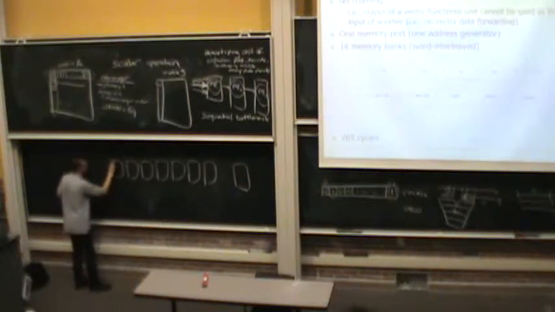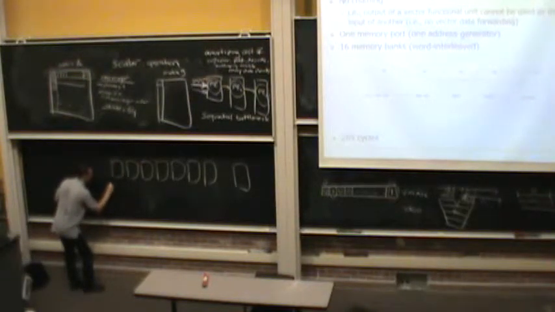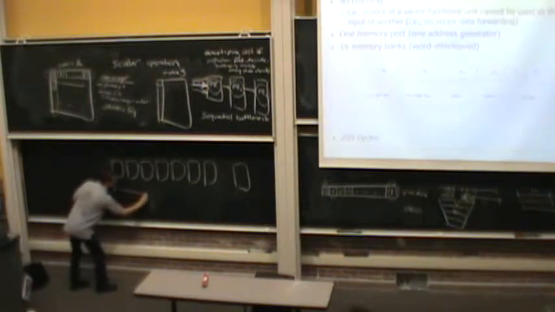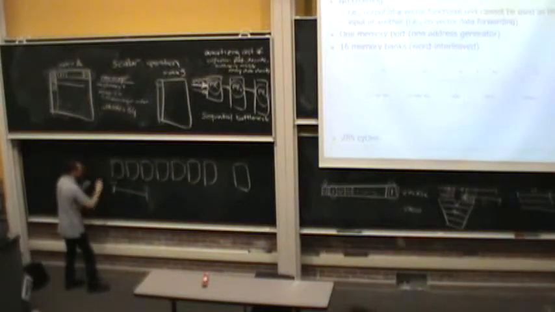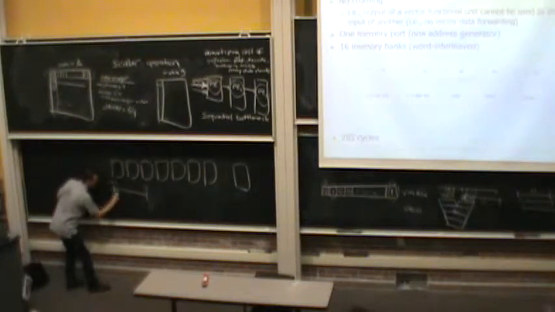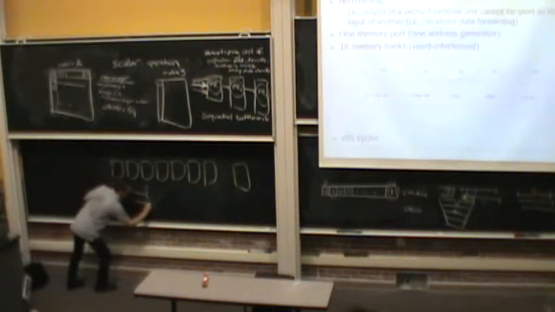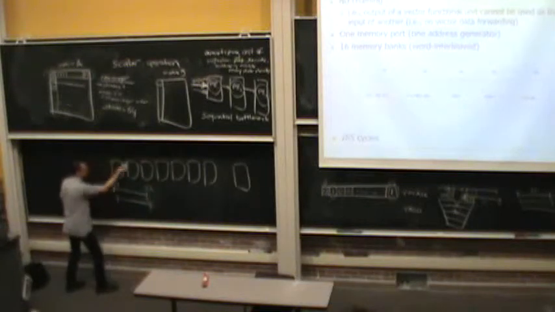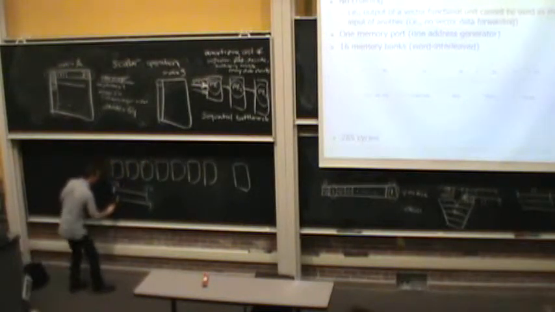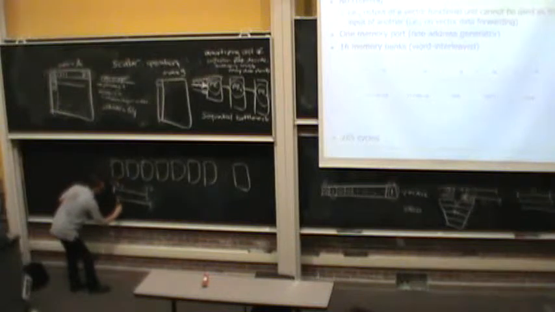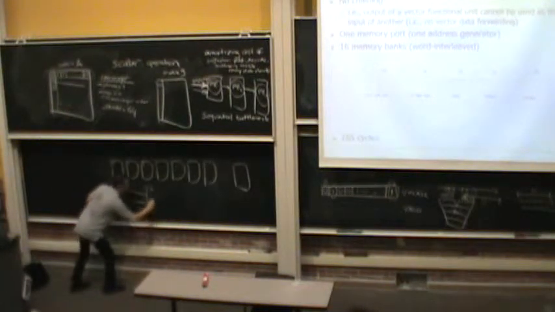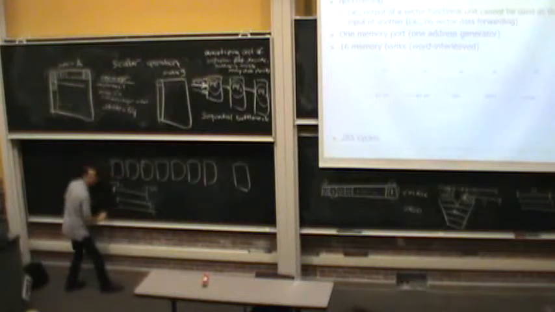So in your first access, you want to load the first element. You can start that access in cycle 0. This is going to take 11 cycles, so it finishes at cycle 11. The next element is in the second bank, so you can start that in cycle 1. It's going to take, again, 11 cycles and finish at 12. The next access is to the third bank, you can start that in cycle 2, and again, it's going to take 11 cycles. So it's going to finish at cycle 13.